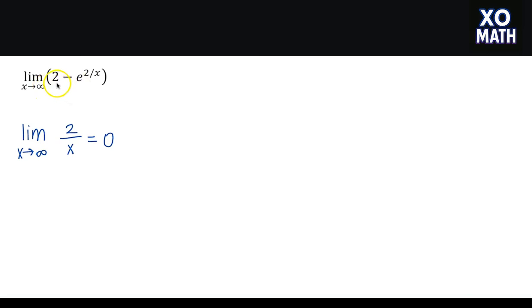So back up here, evaluating the limit as x approaches infinity of 2 minus e to the 2 over x, that's going to be 2 minus e to the 0. So this exponent part is going to 0. Now, e to the 0 is 1. So we have 2 minus 1, or an overall answer of 1.